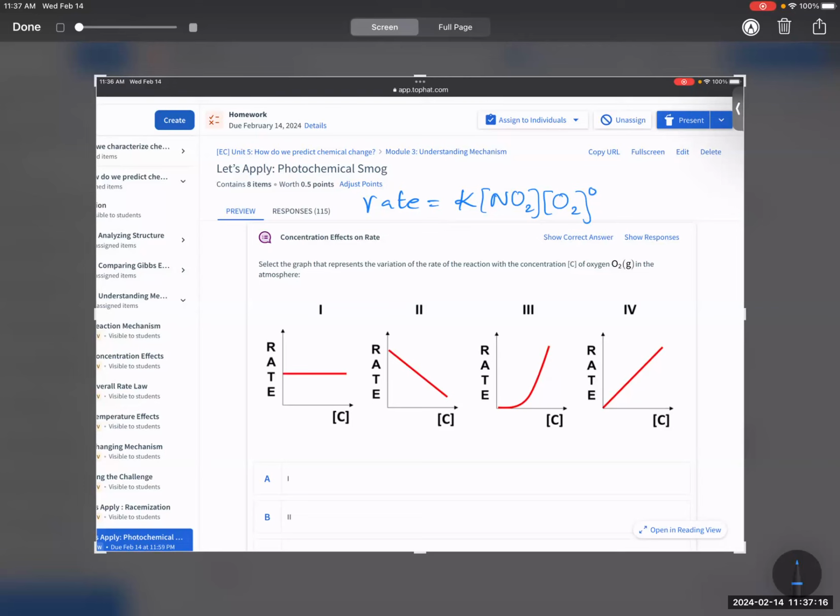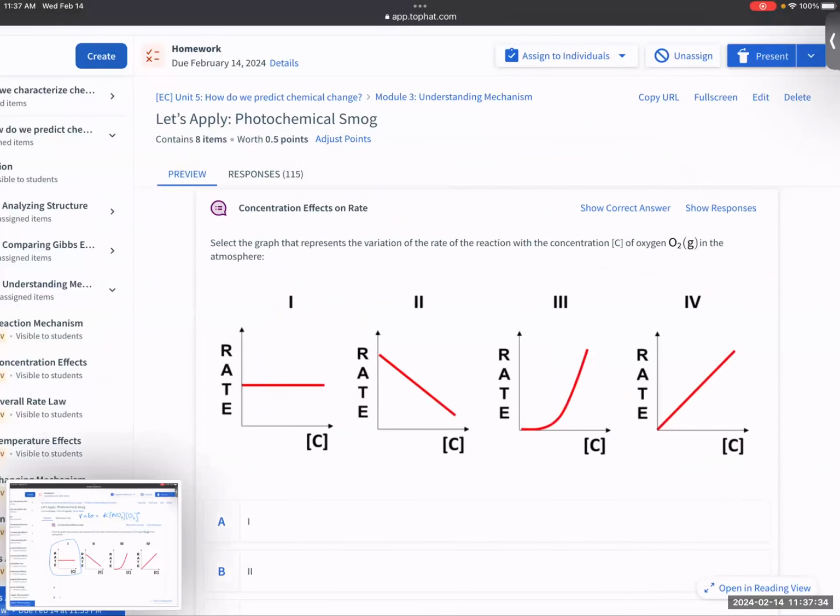Anyway, so if that's the case, what that tells us is the rate of the reaction does not depend on the O2 concentration. Therefore, we should see a graph like this. That should be the answer for that. Okay. Now, yep, that seems to be the correct answer.